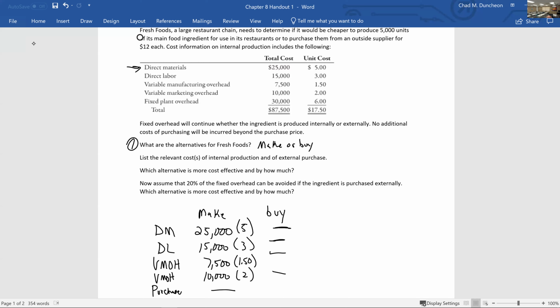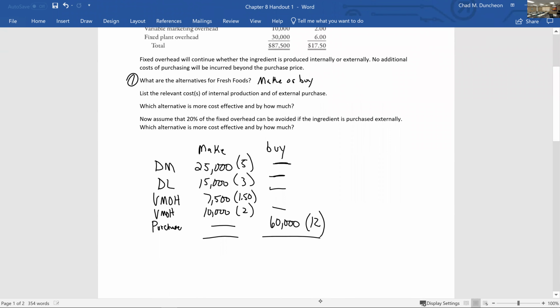And then we have the purchase price if we were to purchase them. We wouldn't have any cost here under make, and over here we'd have $60,000. That would be that $12 each at 5,000 units. Remember, we're multiplying everything by 5,000.